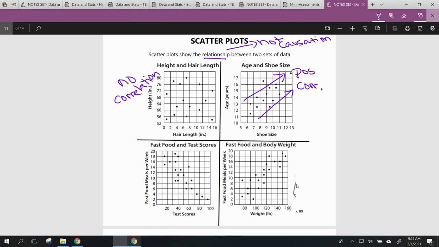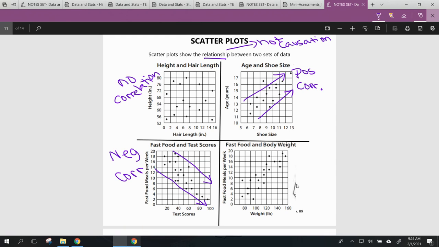Same thing over here. Fast food and test scores. So if we just draw along the outside where we see most of the stuff, right? What direction is it going? It's going down. So we have a negative correlation. Okay, just because they are kind of lumped together, sometimes it's going to be a little bit more obvious than others.